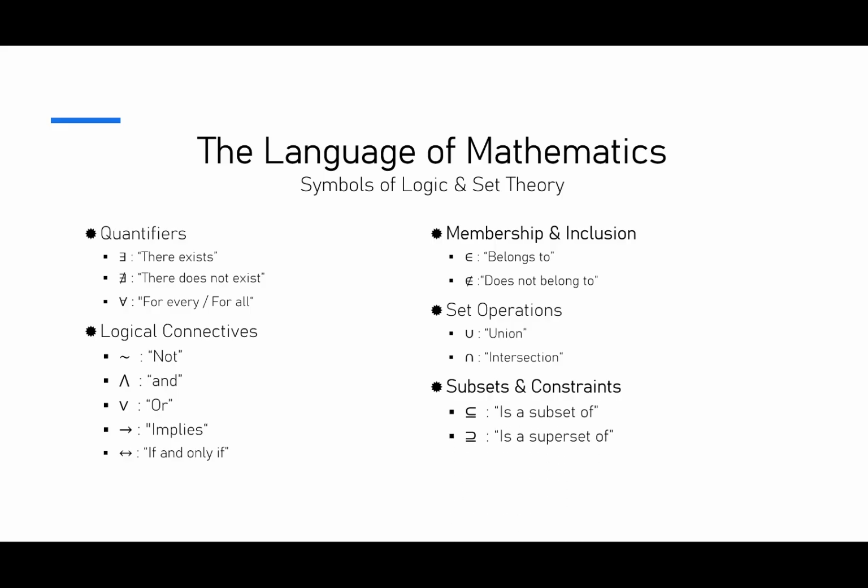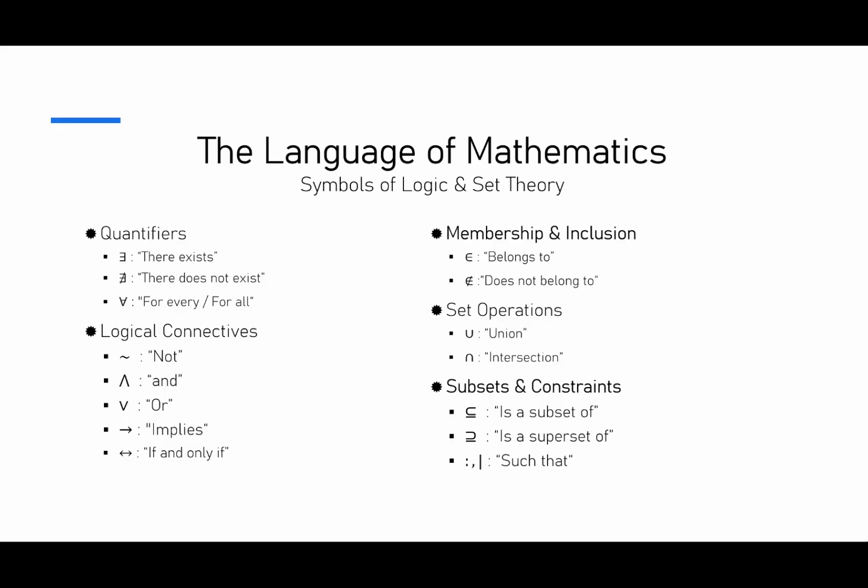Lastly, to set conditions for defining elements within a set, we use simple symbols like a colon or a vertical bar, which are read directly as such that. This allows us to create precise descriptions, like the set of all even integers such that x is greater than 0.